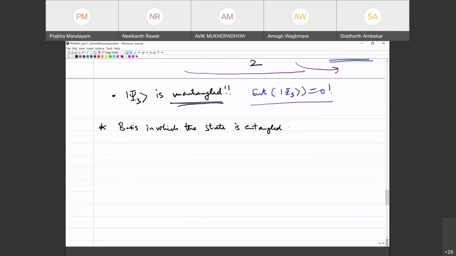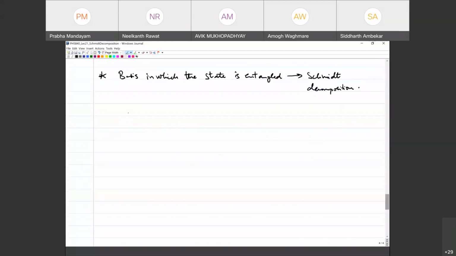And this becomes manifest when we do something called a Schmidt decomposition. Okay, so that's what we're going to discuss. I will just state the idea today and we will prove it in Thursday's class. Okay, so what the Schmidt decomposition, the Schmidt theorem says is the following.